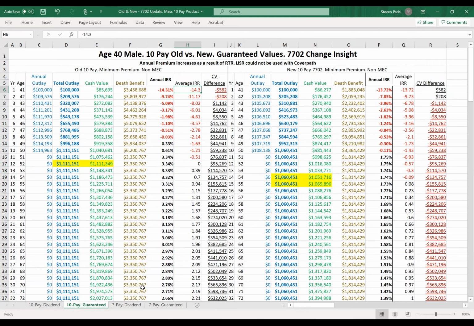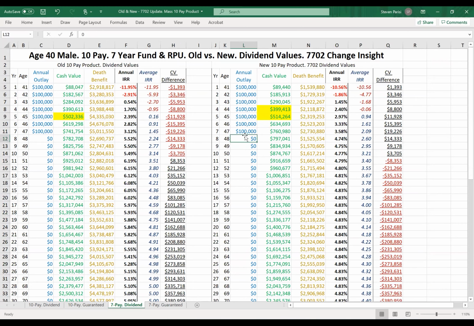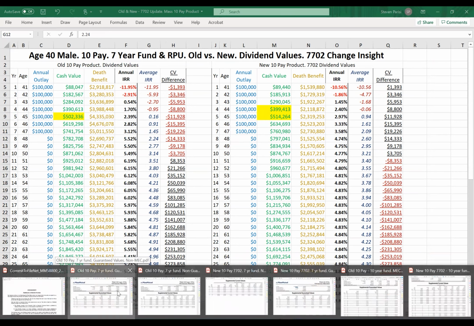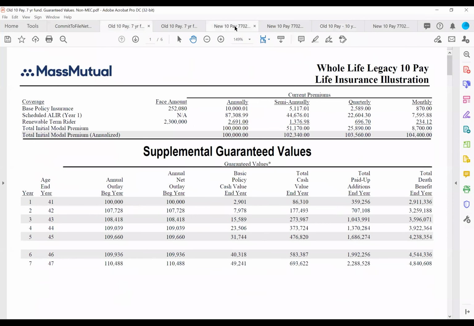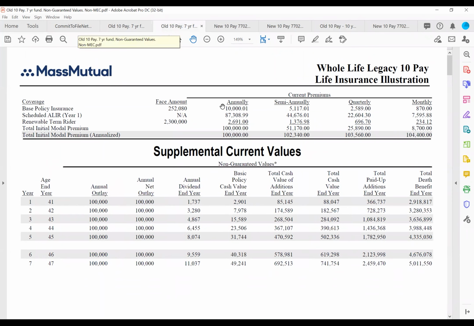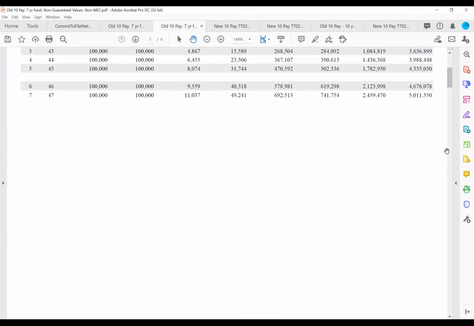Okay, let's progress now on to the 7-year fund. So same policies here. Well, we made a tweak here because we're only funding for 7 years. We made an adjustment specifically in the MEC limit. So let's take a look at the old 10-pay based on the current values. Old 10-pay product, $10,000 base premium, PUA rider, renewable term rider. There we go. Same thing with the term.